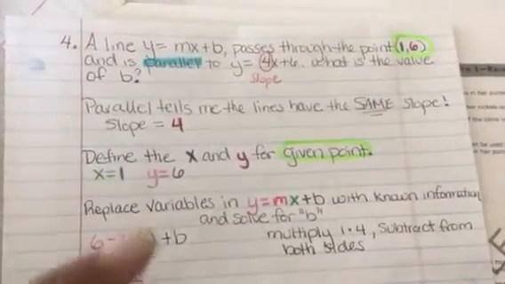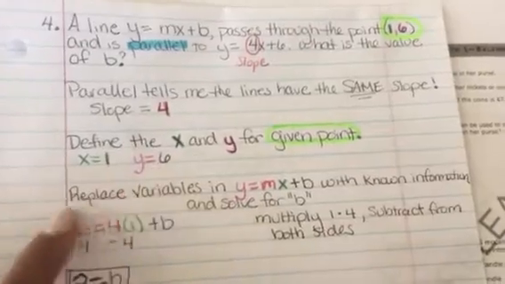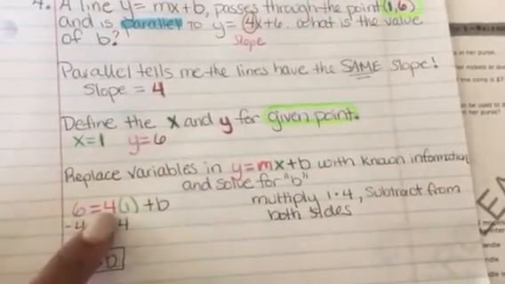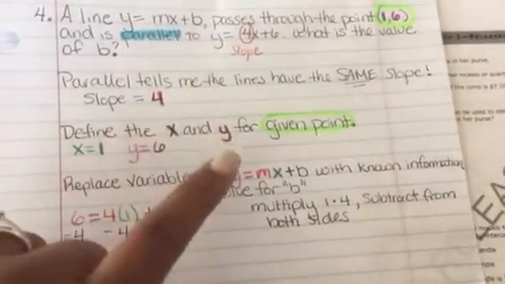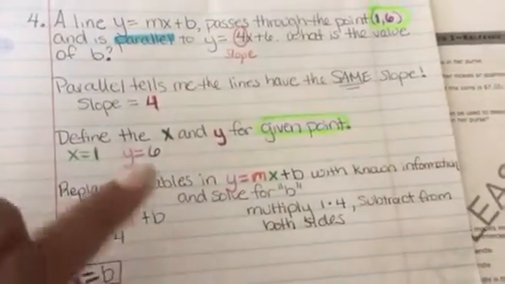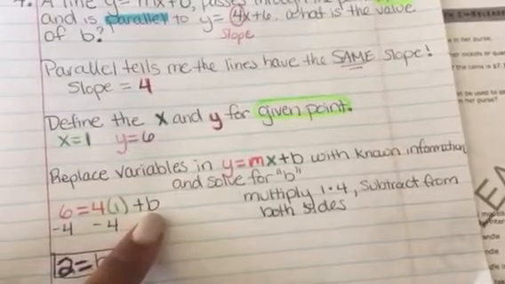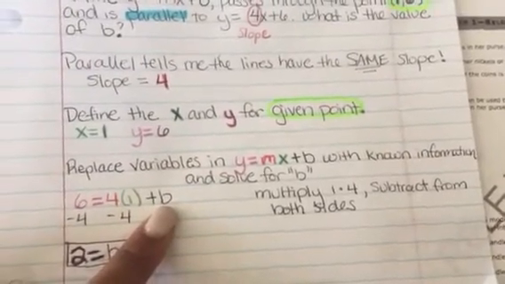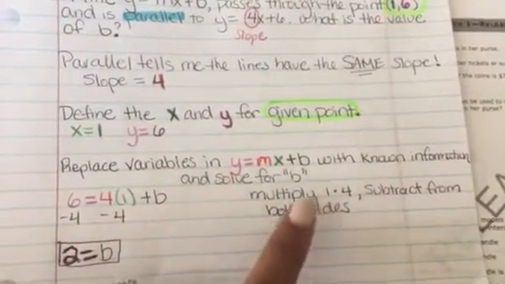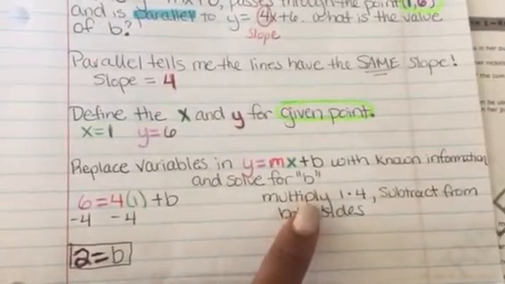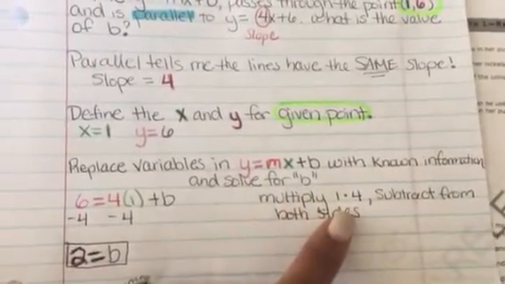Okay? We simply take our 6 and replace y. We take our 4 and replace m because m is slope. We take our 1 and replace x. And we leave b alone because we don't know what that is yet. Okay? First things first, we're going to actually perform the operation of multiplication, 1 times 4, okay?